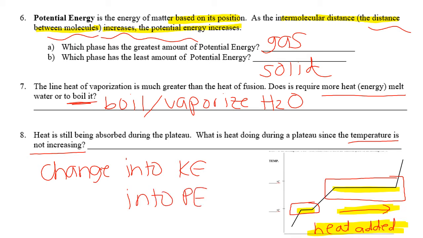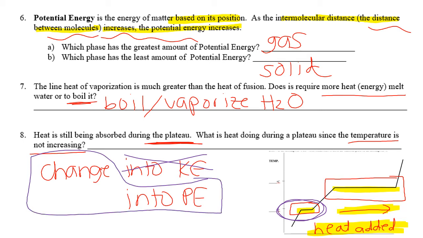Well, we know based off this heating curve that at a plateau, the flat spot, it is not changing into kinetic energy because the temperature is not changing. That's why it's the flat line. So that means during a plateau that the heat energy, the thermal energy, is changing into potential energy. That is the only option.